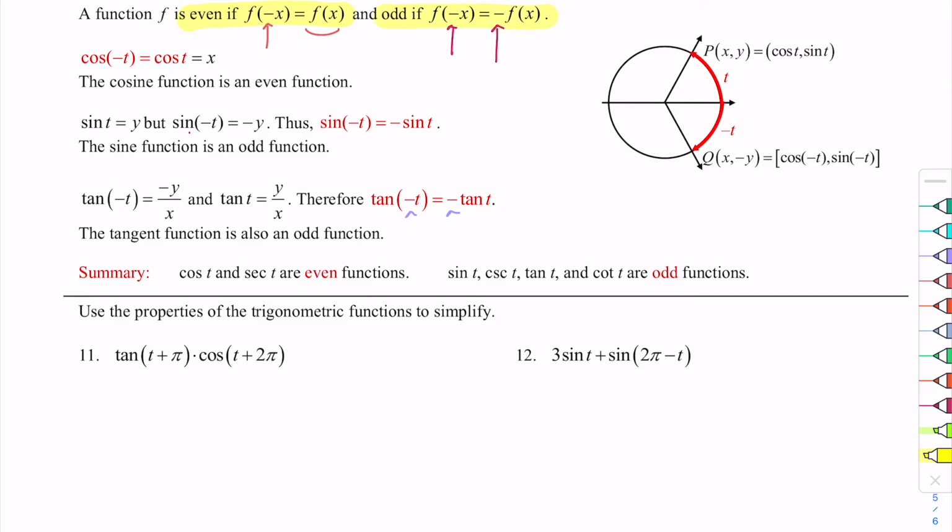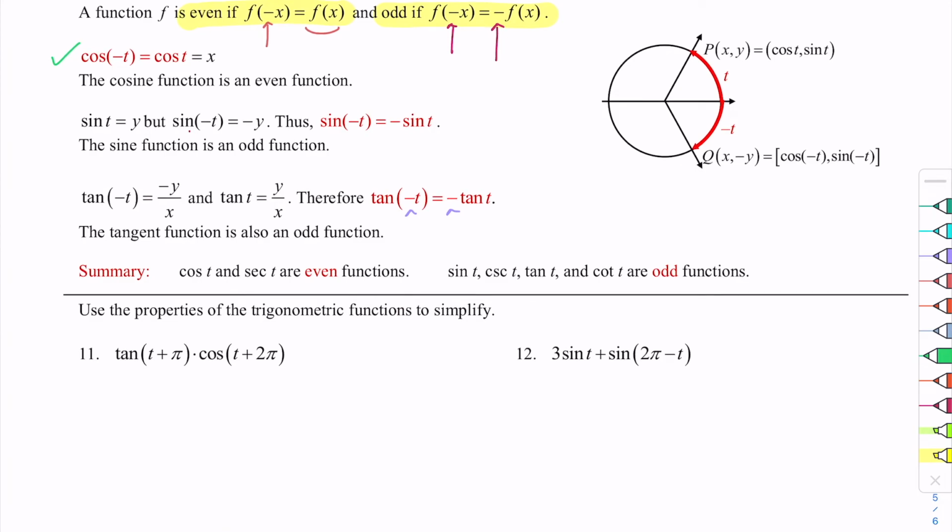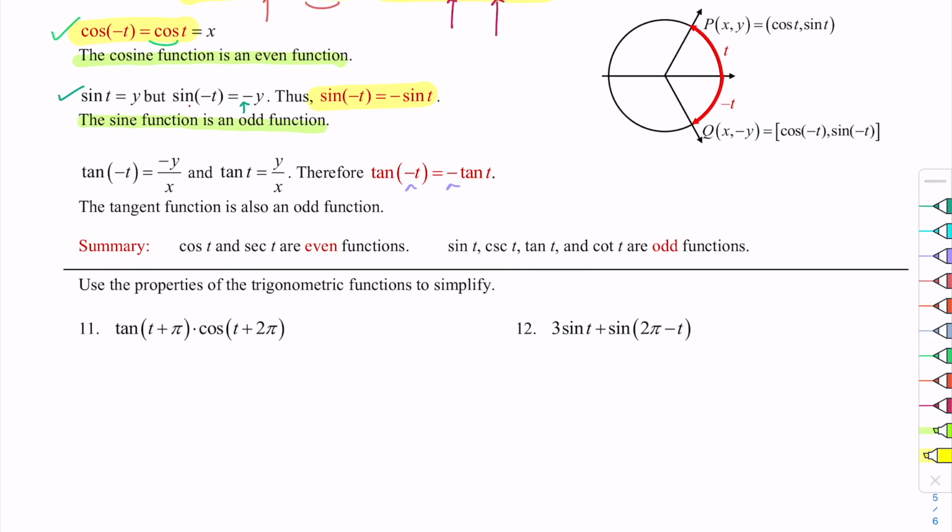Okay, so let's take a look at our trig functions and see which ones of these are even and which ones are odd. So the first thing you'll notice is that when we evaluate the cosine of the opposite of t, we are back at the cosine of t, which is just x. And that means the cosine function is an even function. Now the sine function is an odd function. Let's talk about why. If we evaluate the sine of the opposite of t, here we go, we get the opposite of what we started with, okay? So that means that the sine function is an odd function.